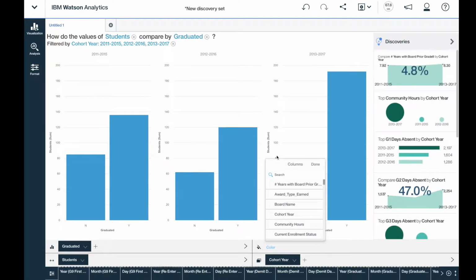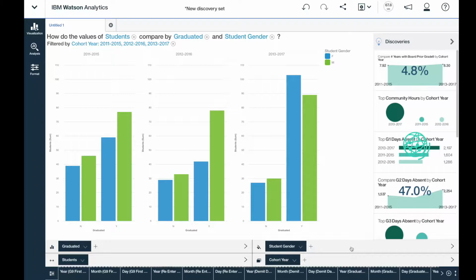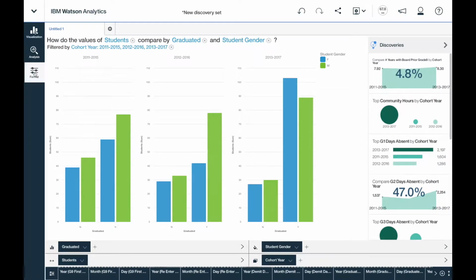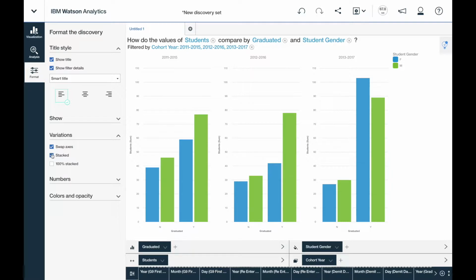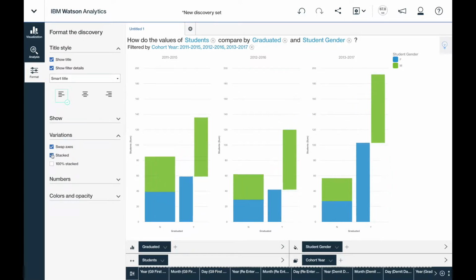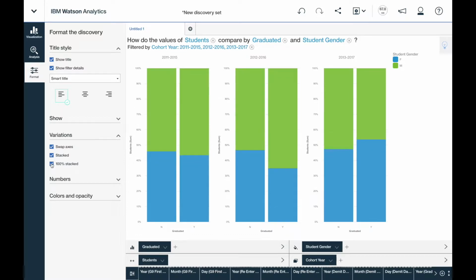Similarly, I want to understand the breakdown of gender, so I can set gender for the color by region. When it comes to analyzing data across schools and school years, it may not always be a fair comparison because schools have different enrollment numbers. In order to account for this, I can always choose to visualize my data in a stacked 100% format.